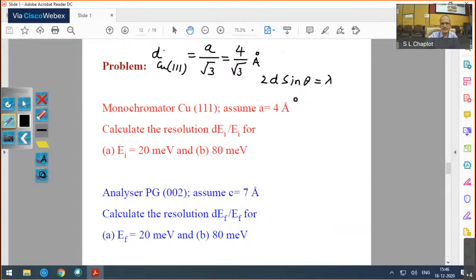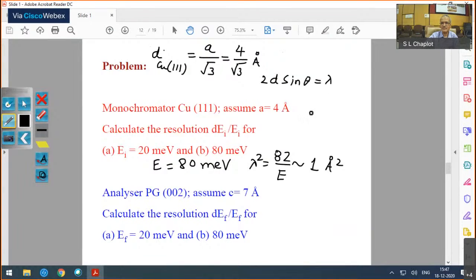So if I want to choose a value of lambda such that E_I is 20 or 80, let's start with this number. It is a little simpler. Then we just said that if my energy is 80 millielectron volts, then the corresponding lambda squared is 82 by E. So let's say this is about 1. You can do a more accurate calculation, but just to illustrate, lambda squared is 1 angstrom squared.